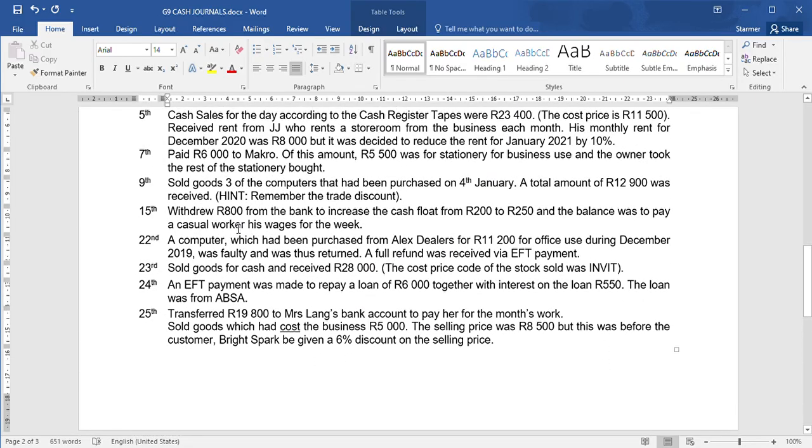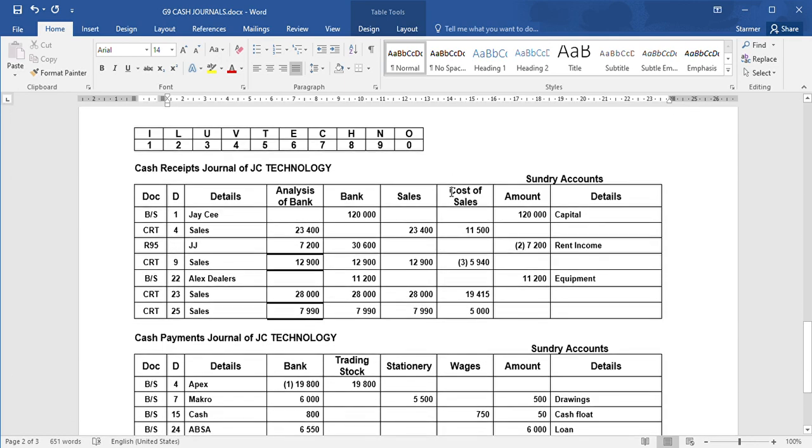Right, the next one: sold 3 of the computers that have been purchased on the 4th of January. A total amount of 12,900 Rand was received, and they tell you, remember the trade discount. So we are receiving money, the 12,900 is your receipt of money that comes into the business and is banked.